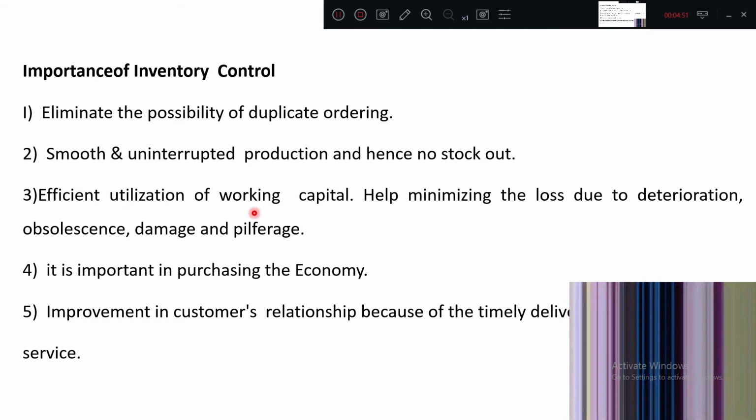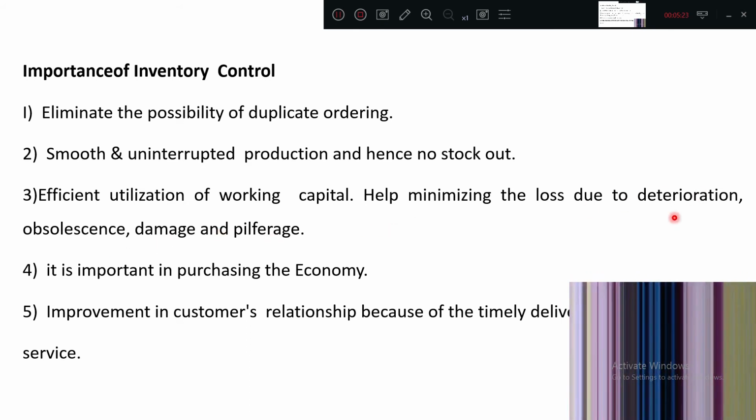Efficient utilization of working capital means if you have 10 lakh rupees, within those 10 lakh only the total material management should work. Okay, so you generally give a payment of 3 lakh, you get material worth 3 lakh, do the work and get the payment from the client. Again from that you are going to purchase other materials for the next work. So like that, efficient utilization of working capital helps minimize the loss due to deterioration, obsolescence, damage and pilferage.